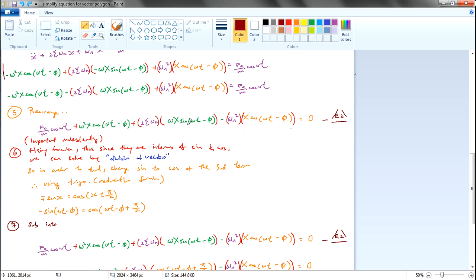You can do it in terms of sine, but as you know, sine and cosine are related. Based on the trigo, sine x is equal to cosine x minus pi over 2. I mean, minus sine x is equal to cosine x plus pi over 2, and plus sine x is equal to cosine x minus pi over 2. That's the sign convention difference.